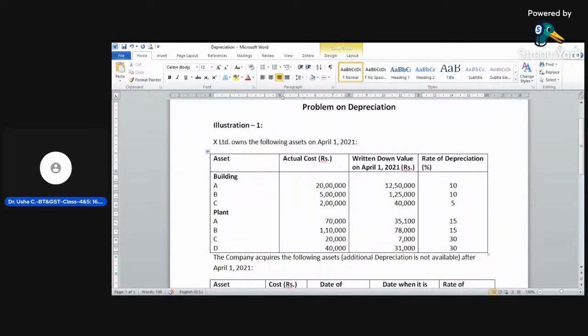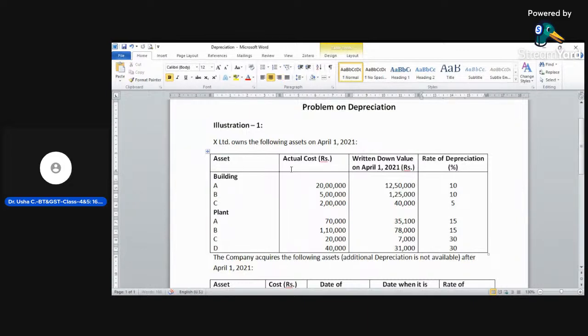Okay, look at here. For calculating the depreciation, they have given so much information. X Limited owns the following assets on 1st April 2021. Which year? 2021, it is giving. Okay, assets, actual cost in rupees, written down value in rupees as on 1st April 2021, then depreciation. All the information is given here.